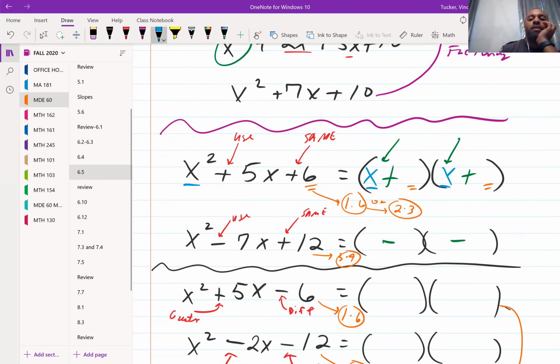X times x gave us that x squared right here. Now, you look at your factors of 6 and say what factors of 6, whether it be 1 times 6 or 2 times 3, will add together to give me 5. And of course, that's 2 and 3.